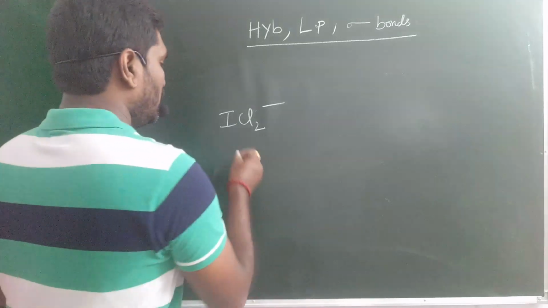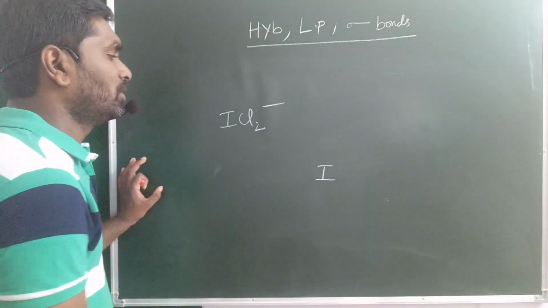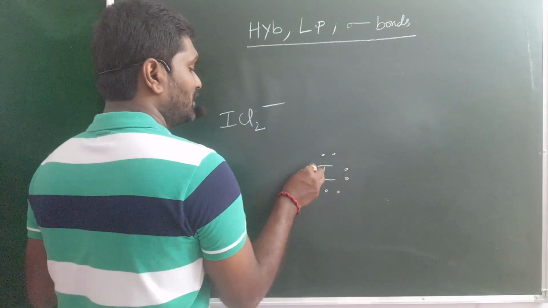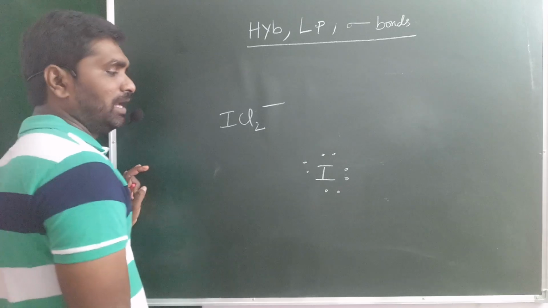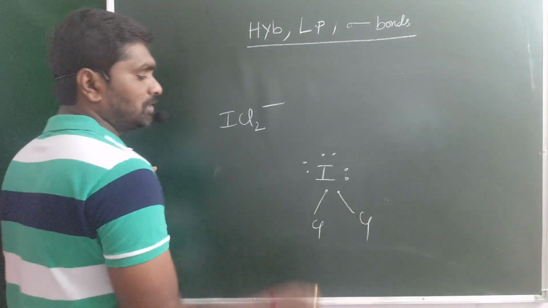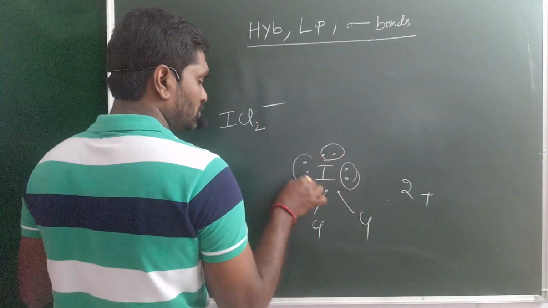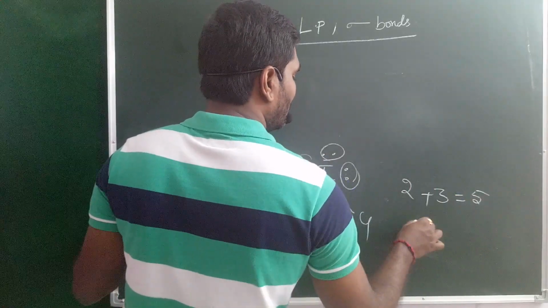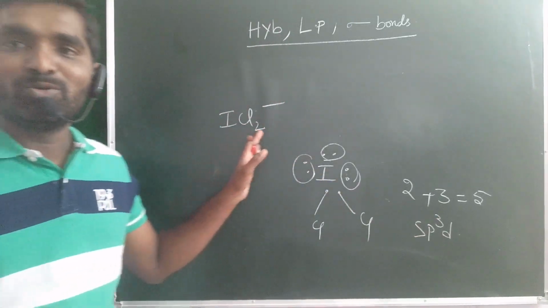Look at this one. The iodine valency: 1, 2, 3, 4, 5, 6, 7. The charge is negative, so we just add one electron. So 2 chlorine atoms may form 2 sigma bonds. The total number of sigma bonds is 2 plus the lone pairs, 1, 2, 3. So lone pairs are 3. 3 plus 2 is 5. sp3d hybridization for ICl2 minus.